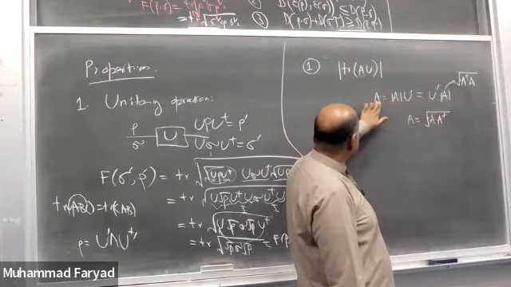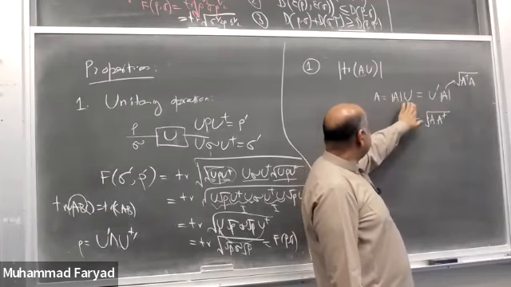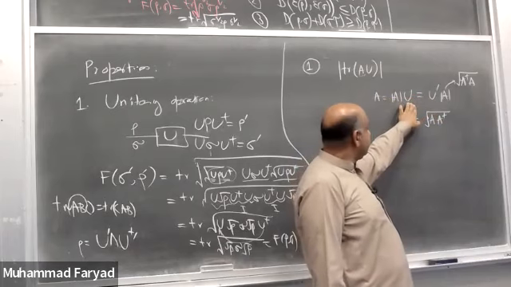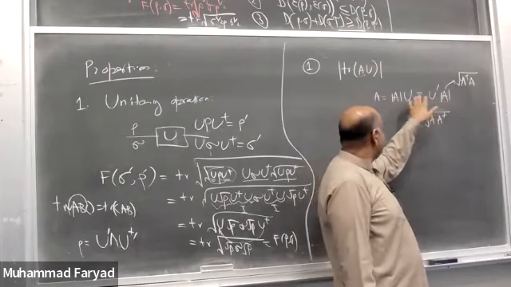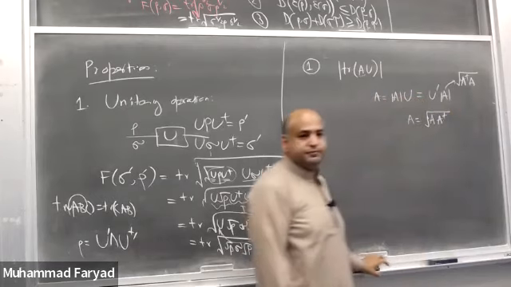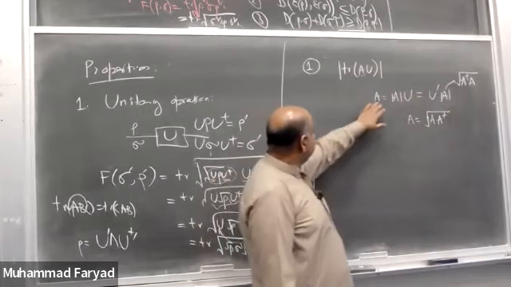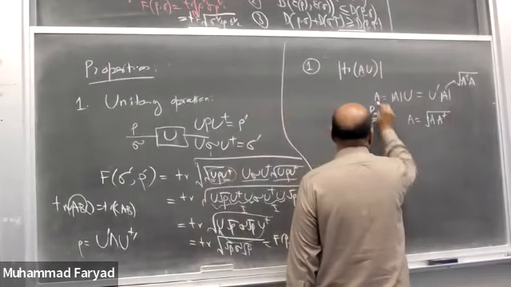But the point is that any general matrix can be written as a positive matrix times a unitary matrix, or a unitary matrix times a positive matrix. And that positive matrix in terms of this is given by this. Okay, so this is called polar decomposition of any operator A.